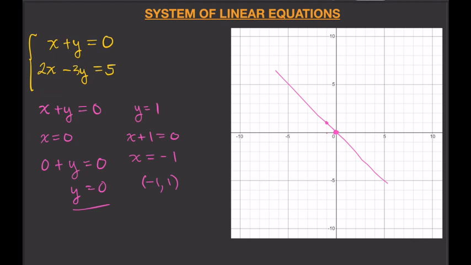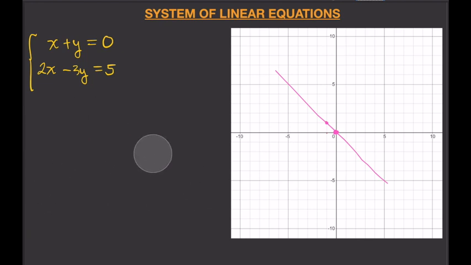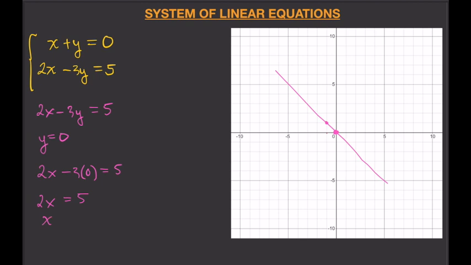Now it's time to graph the second equation. You have 2x minus 3y equals 5. Same process: set y equals 0 and then solve for x. That will give you 2x minus 3 times 0 equals 5. So that's 2x equals 5, x equals 5 over 2, which is equivalent to 2.5. So our first point is (2.5, 0). So where's (2.5, 0)?